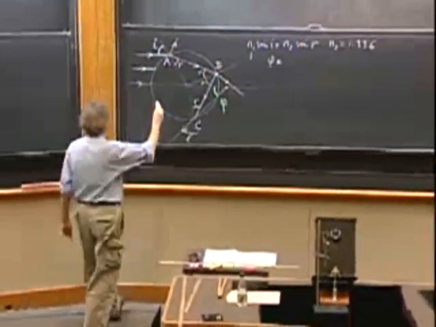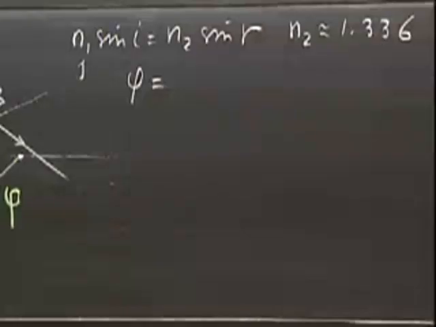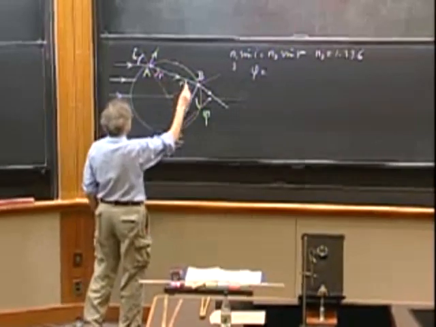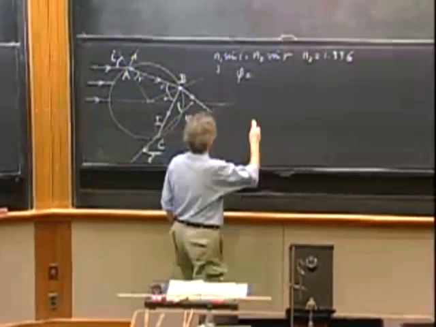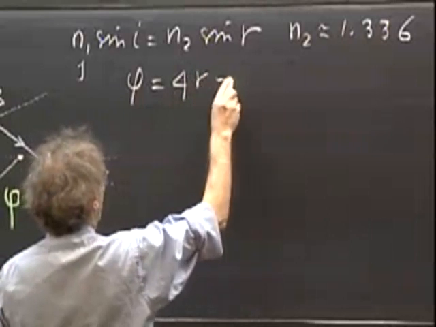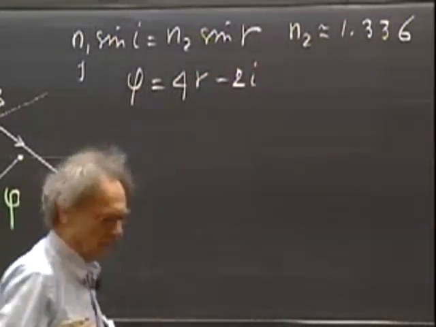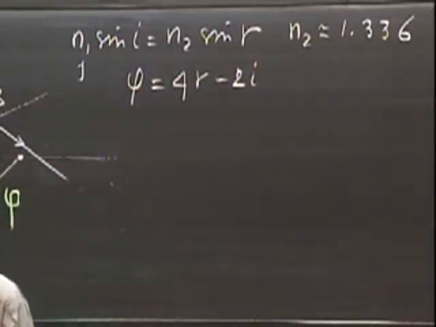Well, here is I, and the same angle I shows up here. Here is an R, here is an R, here is an R, here is an R. It's only a little bit of high school algebra to show that phi is 4R minus 2I. And you've all done that because you already turned in your homework.